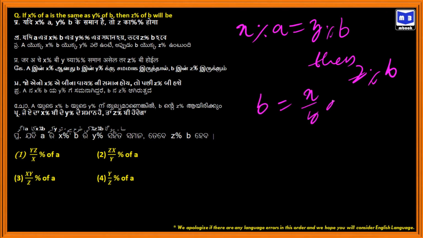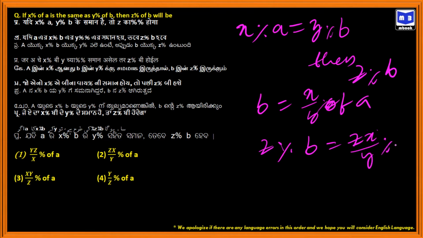x by y of A. Z percentage of B is equal to ZX by Y percentage of A.